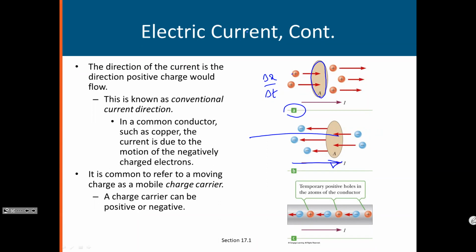In a common conductor, copper wire, in electronic circuits, commonly we use copper. Copper is a metal and it is a conductor. The current is due to the motion of negative charges or positive charges? It's a question to you. How do you get the current in a conducting wire? Is it due to positive charges moving inside the metal or negative charges moving inside that copper wire? Jude? Anyone knows?